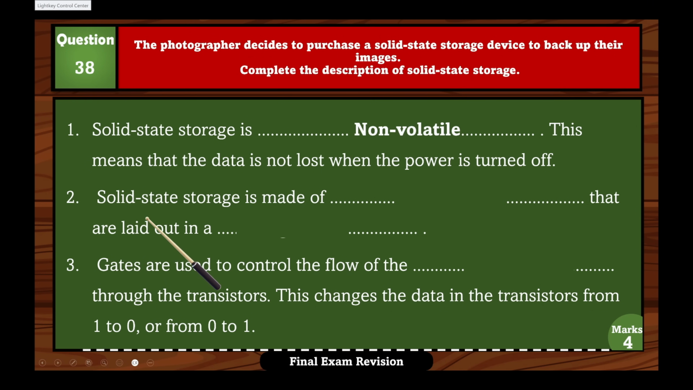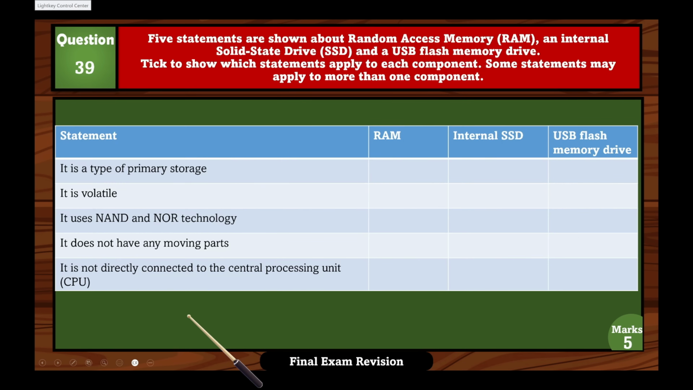Number two, solid state storage is made of dash that are laid out in a dash. It's made of transistors and laid out in a grid. Number three, gates are used to control what? Flow of electrons through the transistors. This changes the data in that transistor from 1 to 0 and from 0 to 1.